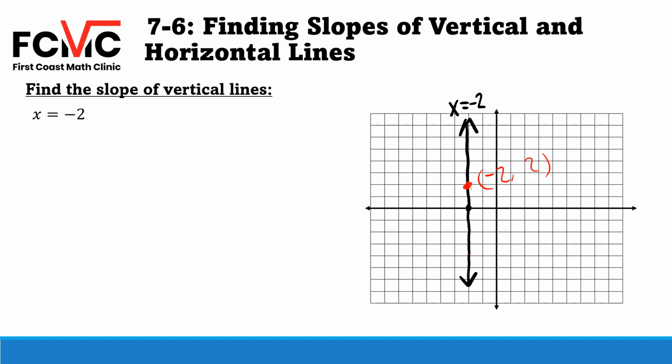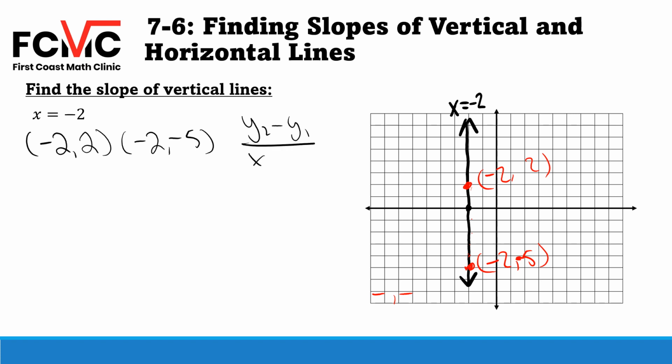And let's pick this point down here. So x is -2, and then 1, 2, 3, 4, 5. Y is -5. Remember, we're in quadrant 3, so we should have negative. All right, so it's going to be a -5. So my ordered pairs, -2, 2, and -2, -5. Again, my formula, y2 minus y1 over x2 minus x1.